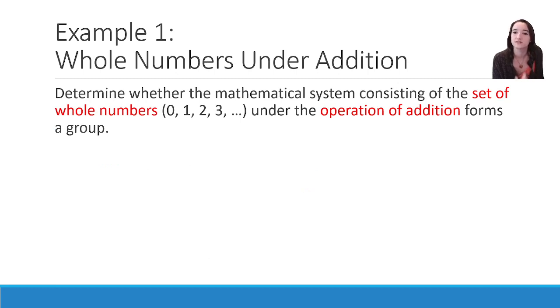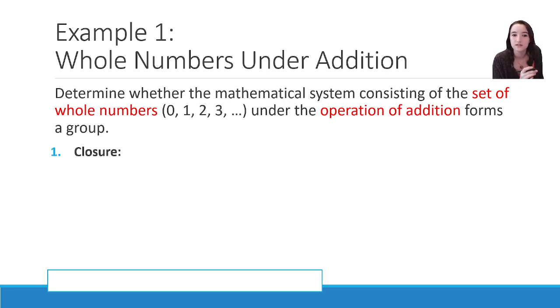Now, let's look at some examples of groups, or maybe not groups. We're going to figure out how to show whether or not we have a group. So we want to determine whether the mathematical system consisting of the set of whole numbers, remember whole numbers being 0, 1, 2, 3, and so on, so not including the negatives, which gives us integers, under the operation of addition forms a group. To answer any question where we are asked, is this a group, we're going to go through the 4 axioms, and if it's asking, is it a commutative group, we go through the 5 axioms.